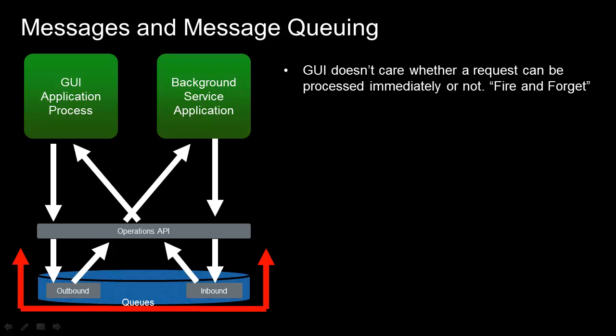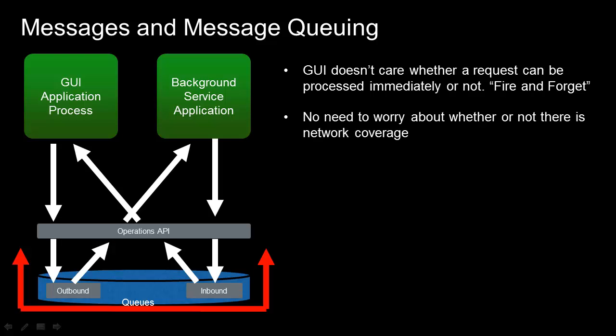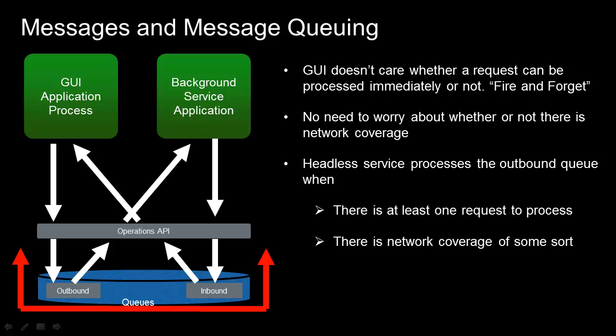So the GUI doesn't care whether a request can be processed immediately or not. We have a kind of fire and forget design here. There's no need to worry about whether or not there's network coverage. The headless service takes care of that. The GUI doesn't need to know about that detail. The headless service therefore processes the outbound queue when there's at least one request in the queue and there's network coverage of some sort, and it monitors the status of the different network interfaces to maintain an awareness of the availability or otherwise of network.